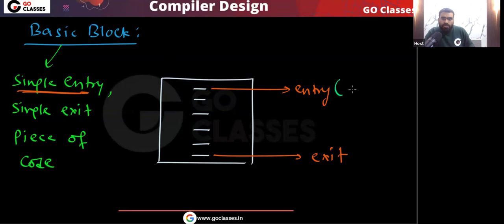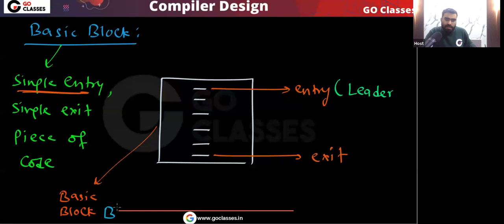This entry point is also called leader of this basic block. For example, this is your basic block. Let me call it B. This is your basic block B. So for this basic block, this first instruction, this entry instruction, is called the leader of this basic block. Okay, is this clear? This is the leader of basic block B.